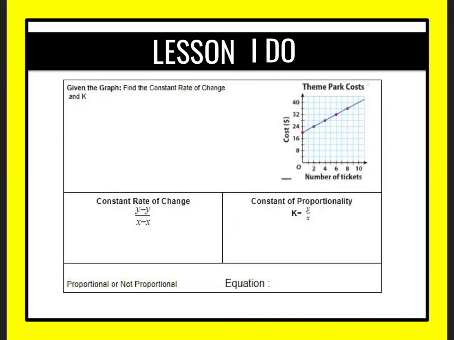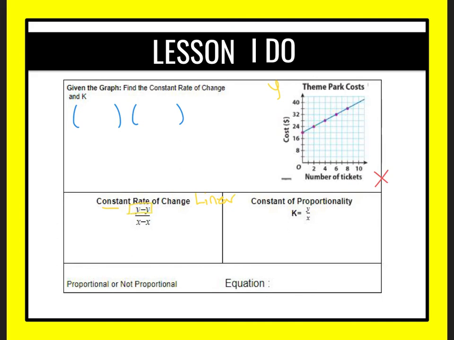Let's look at one more example. So once again, I'm looking at X, the number of tickets, and Y, the cost. I can see here that I definitely have a constant rate of change, because I see that the shape of my graph is going in a line, in a linear situation. So let's pick 2 ordered pairs and find that constant rate of change, right? By doing change in y divided by change in x.